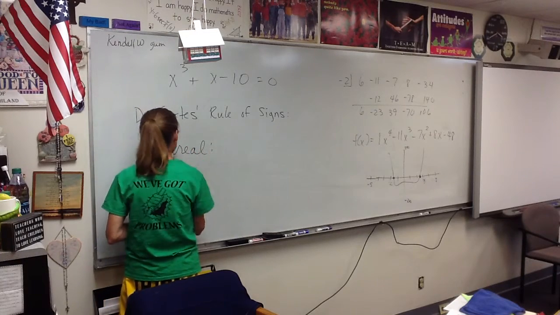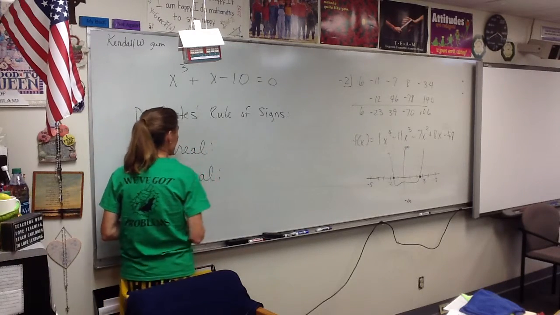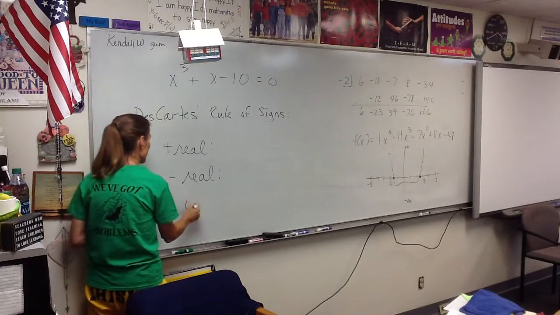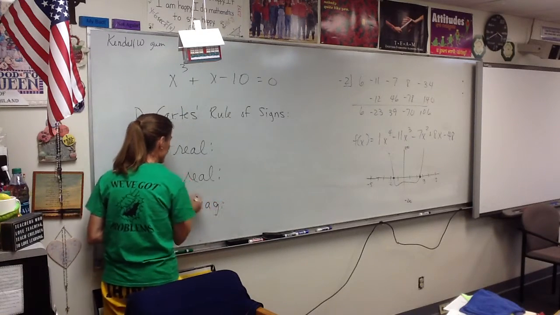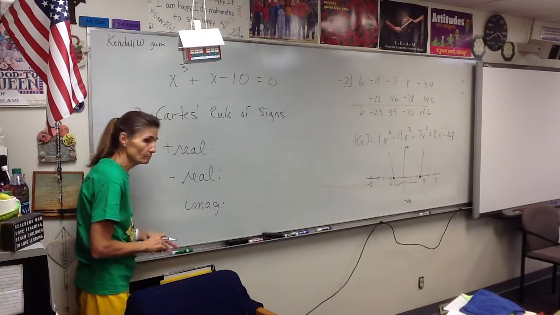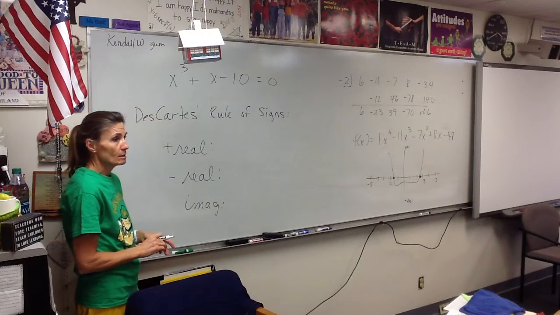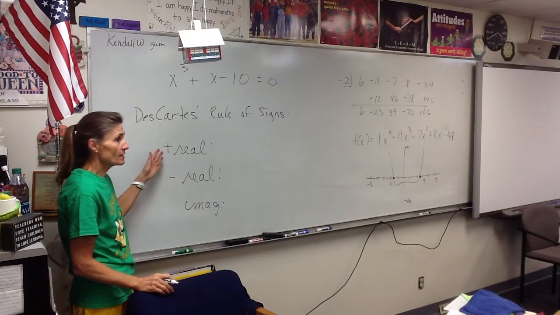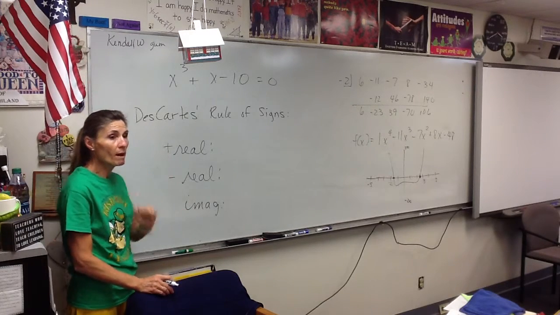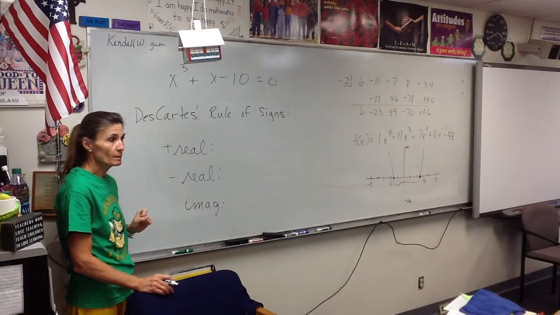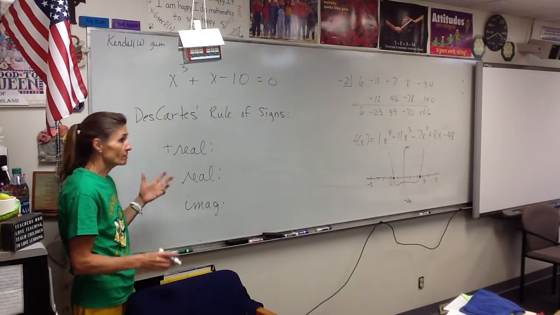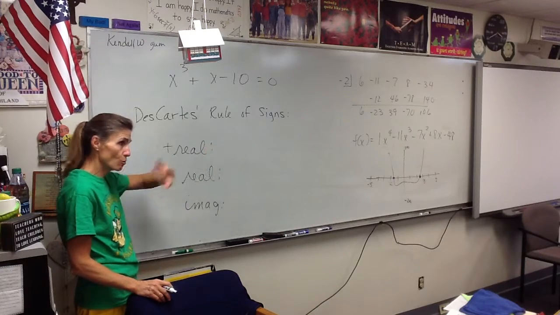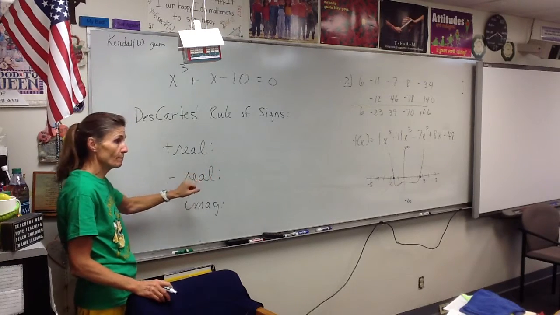Descartes' rule of signs breaks down the options by telling you how many positive real, negative real, and imaginary roots you're going to have. Now this can be really helpful because if Descartes has told you there's only one positive real root, and you guess 6 and it works, then you know you're done with positives. No more positives because there's only one.